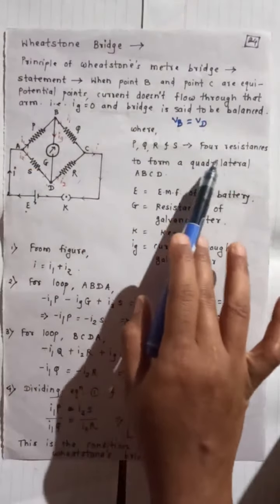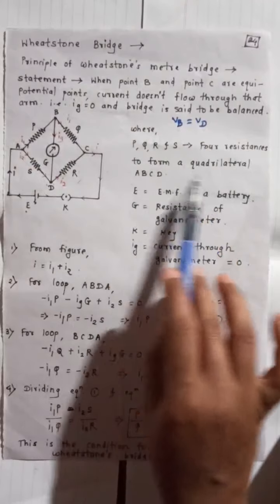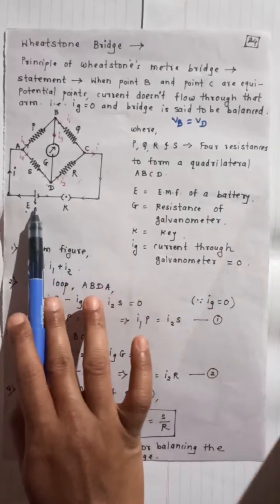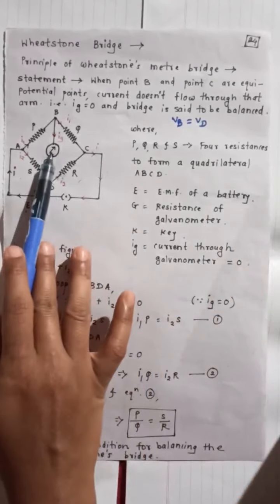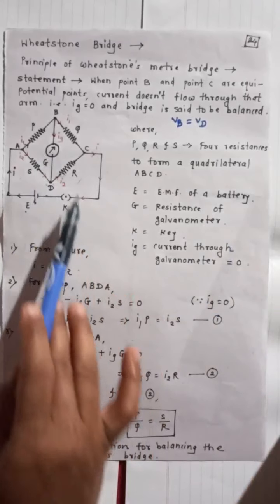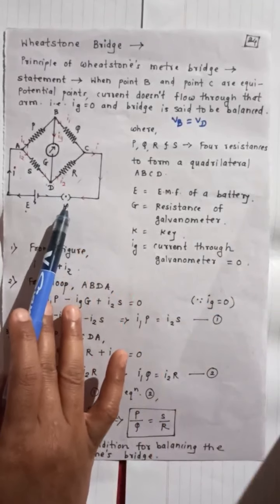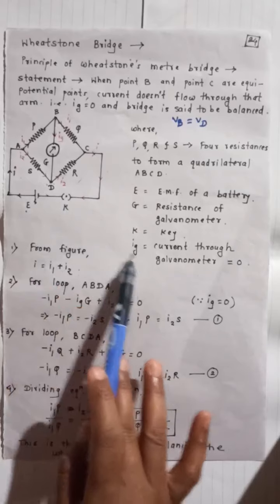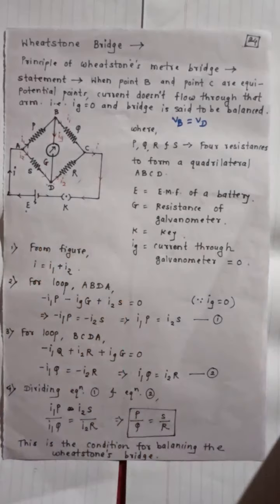So P, Q, R, S, 4 resistances form a quadrilateral. E, EMF of a battery. G, resistance of the galvanometer. K is nothing but the key, and IG, current through the galvanometer.